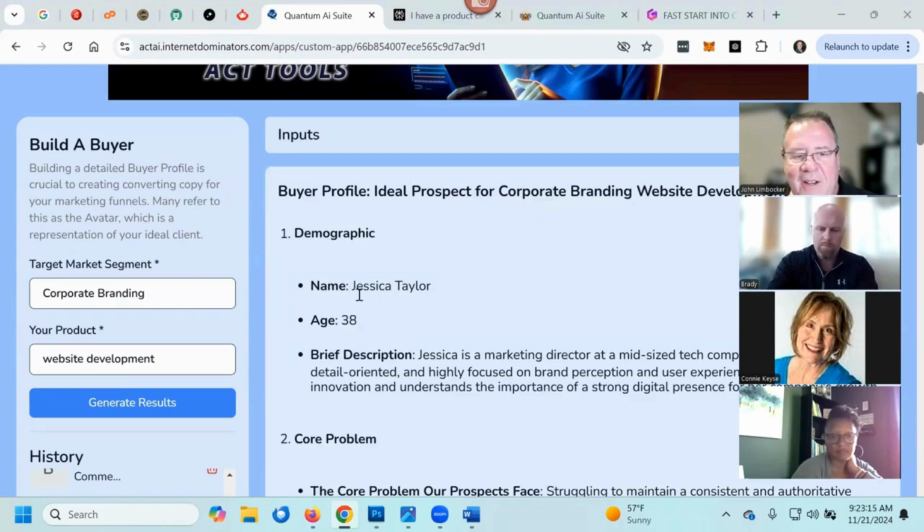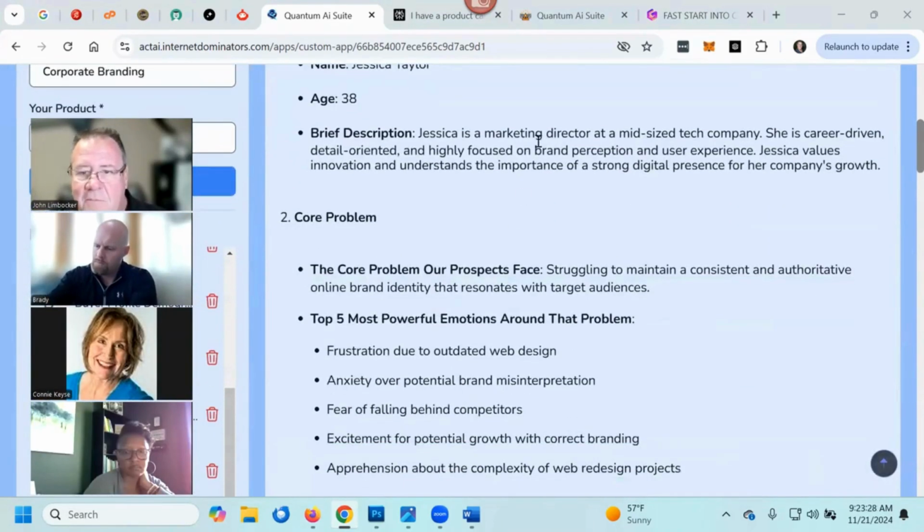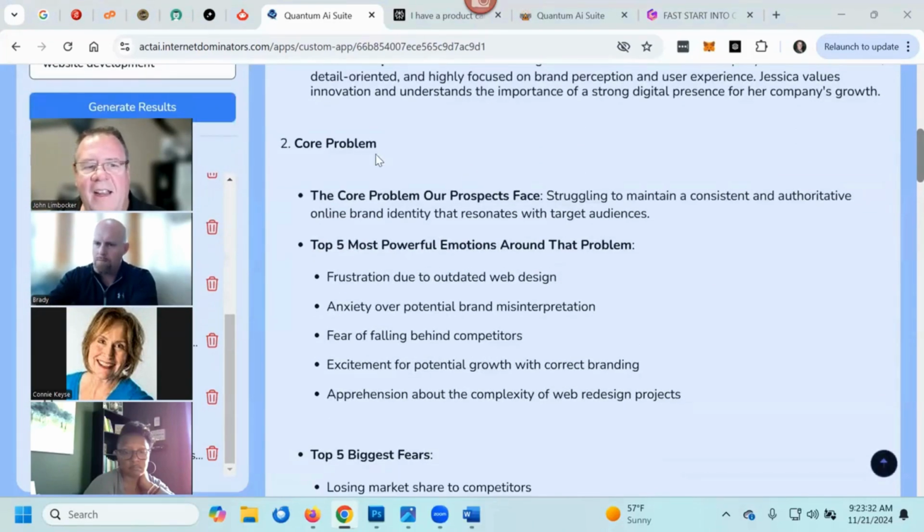The demographic, her name, it's actually telling you it's a female. That's interesting. Jessica Taylor, age 38. And it's going to go into everything about Jessica Taylor. Gives you a basic description of her, kind of what she's like. Here it's going into her core problem: struggling to maintain a consistent and authoritative online brand identity that resonates with target audiences. So that's her core problem.